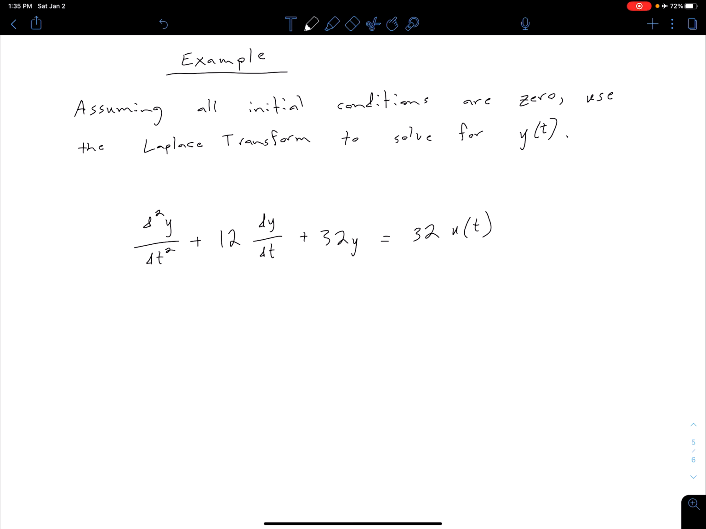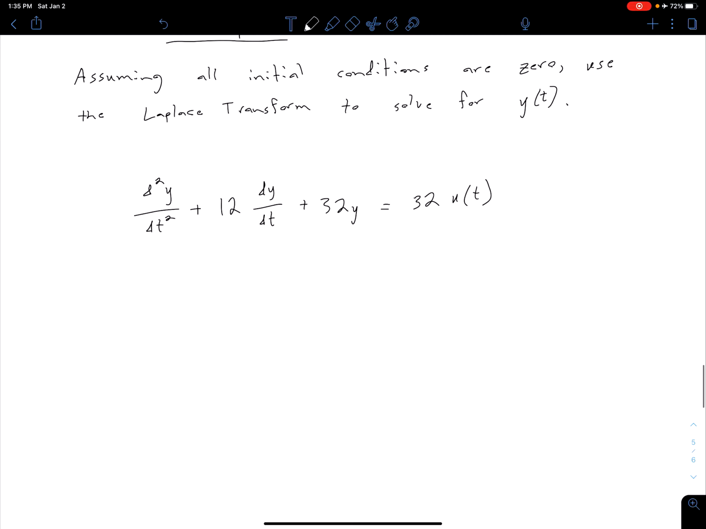As always, I would encourage you to pause the video, maybe think about how to set up the problem, and give it a go yourself before coming back and watching me solve it. What we're going to do is use a couple of properties: our linearity property and our differentiation property. These come from table 2.2 in the textbook.